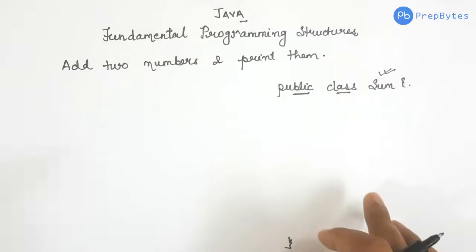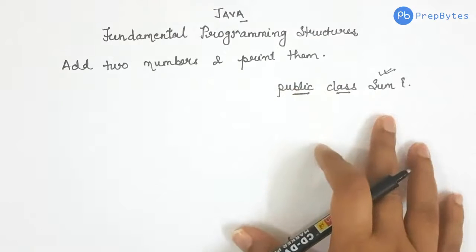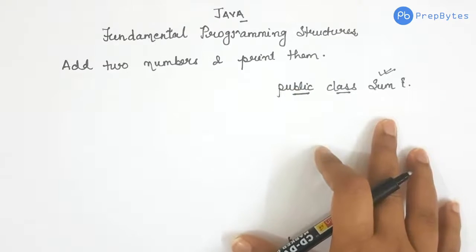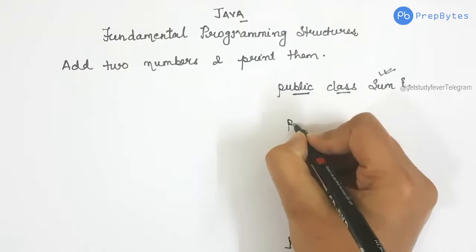Next, we will go on to write the main method. Just like in C and C++, execution starts from main. In a Java program also, execution starts from main. So let's go on to write the main method. The main method goes like that.